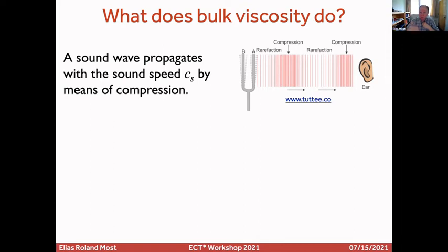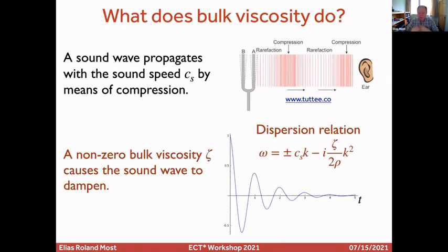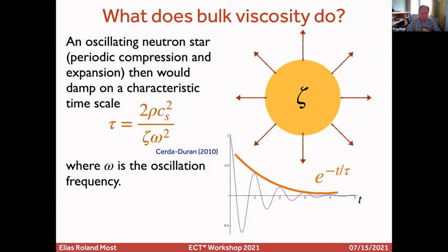In other words, if you look at the dispersion relation for a sound wave, you can see that there's a real part that propagates at the sound speed, but then there's a dissipative part, and the dissipative part is proportional to the bulk viscosity zeta. And so if you have such a signal, this will be damped over time according to the value of the bulk viscosity. And then we can not only talk about sound waves, because what we will talk about will be oscillating stars or post-merger oscillations, and that works exactly the same.